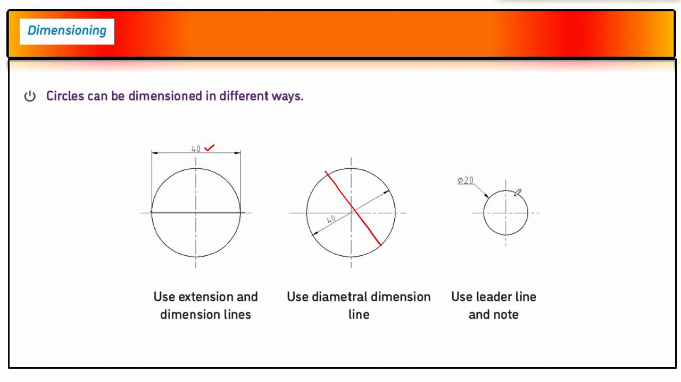Here is another one, but this time this one has been halved. 40 divided by 2 gives you 20. So the first one uses extension and dimension lines, and the second one uses a diametral dimension line, and the last one uses a leader and note.